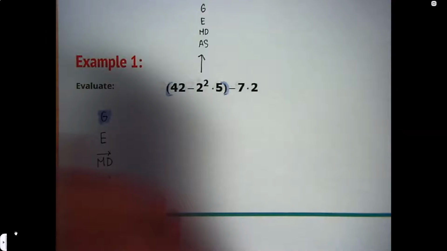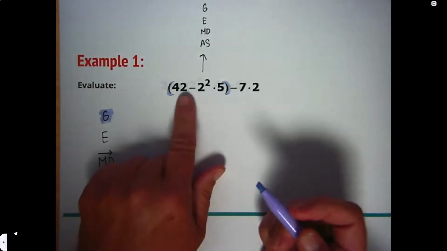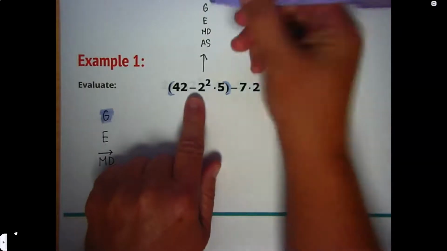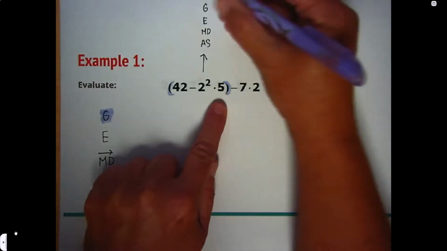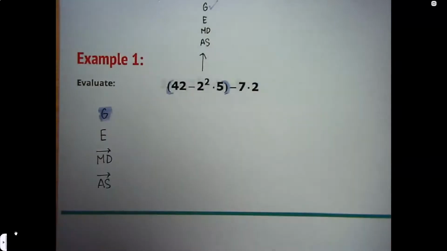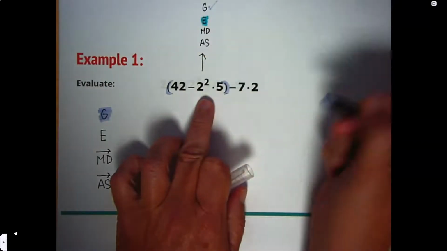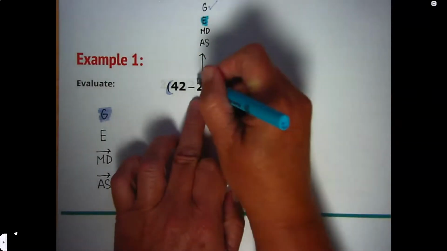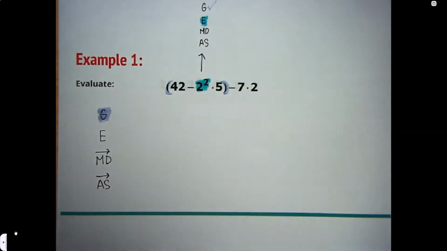All right, so take a look at what you see inside of the parentheses. Okay, so we're looking at just this part of the problem. Are there any grouping symbols inside the parentheses? And the answer is no. So this is already done. But then I'm going to look at what's inside my parentheses, and I'm going to see, are there any exponents there? And the answer is yes, there is an exponent inside of here. So I'm going to do this 2 to the second power right now.